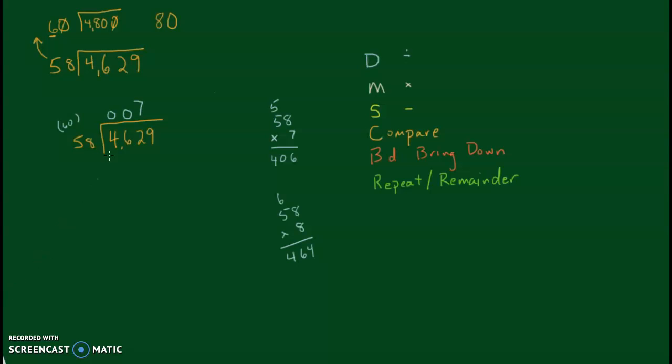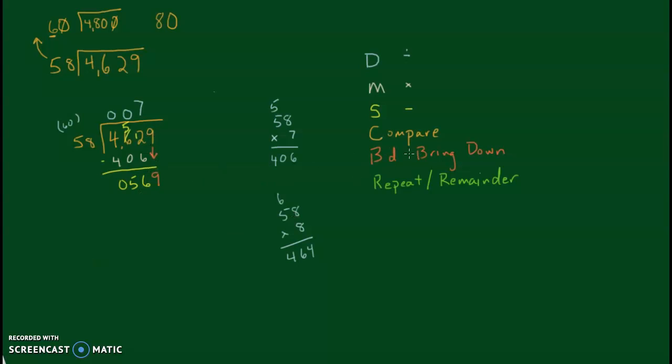Now I multiply. I take the number at the top times the divisor. 7 times 58 is 406. After that I subtract. From the top down, I can't do 2 subtract 6, so I borrow from this 6. 12 subtract 6 is 6. 5 subtract 0 is 5. 4 subtract 4 is 0. Next, I compare. This number, as big as it seems, is still smaller than this one, so I'm still correct. So now, I'm going to bring down the 9.